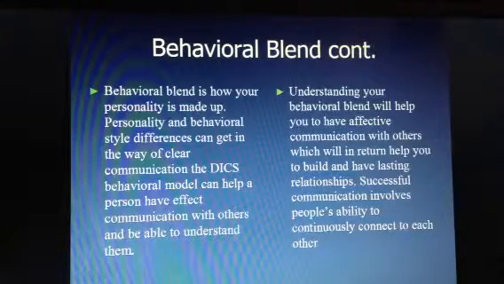Continuing with behavior blend. Behavior blend is how our personality is made up. Personality and behavior style differences can get in the way of clear communication. The DISC behavior model can help a person have effective communication with others and be able to understand them. Understanding behavior blend will help you have effective communication with others, which will in return help you build and have lasting relationships. Successful communication involves people's ability to continuously connect to each other.